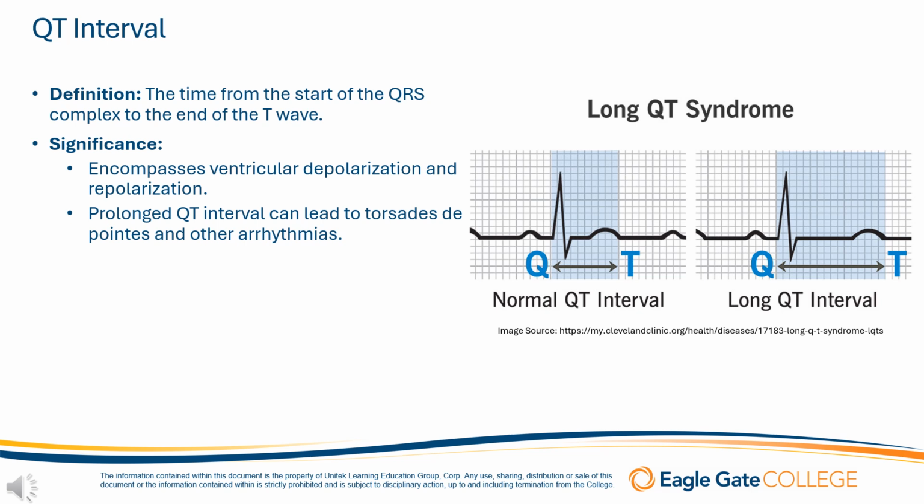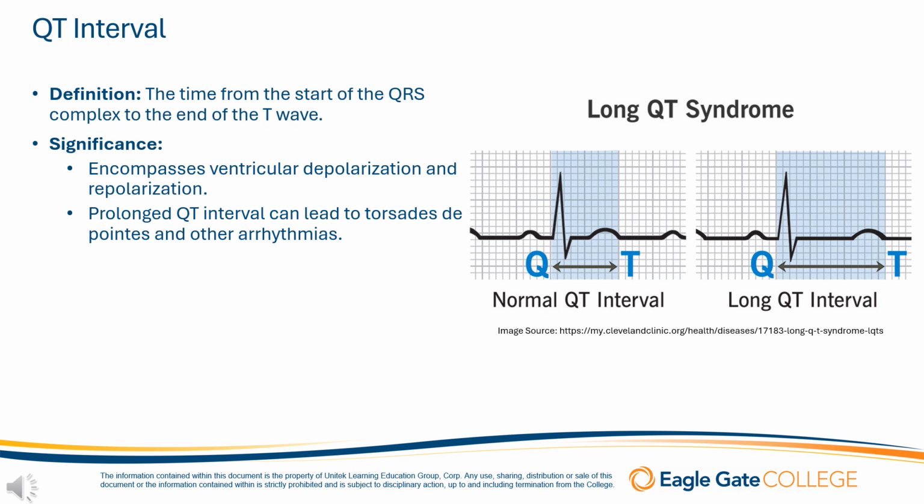Imbalances in electrolytes, such as low levels of potassium, magnesium, and calcium, can prolong the QT interval. These electrolytes are vital for normal cardiac electrical activity, and imbalances must be corrected promptly to prevent arrhythmias. Conditions like myocardial infarction, heart failure, and cardiomyopathy can affect the electrical properties of the heart, leading to a prolonged QT interval. So monitoring and managing these conditions is essential to maintain a normal QT interval.